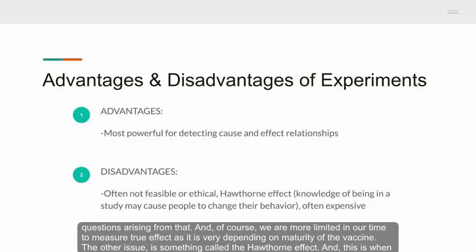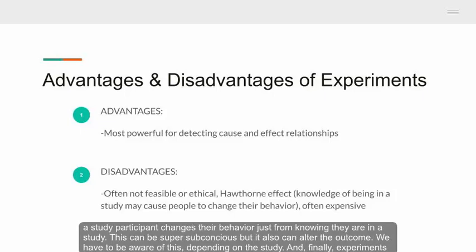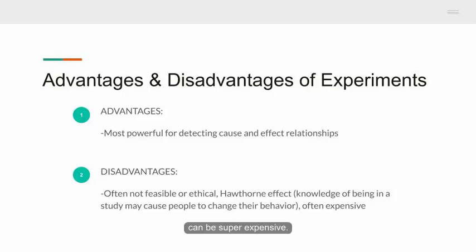And the other issue is something called the Hawthorne effect. And this is when a study participant changes their behavior just from knowing they are in a study. It can be super subconscious, but it also can alter the outcome. We really have to be aware of this, depending on the study. And finally, experiments can really be super expensive.